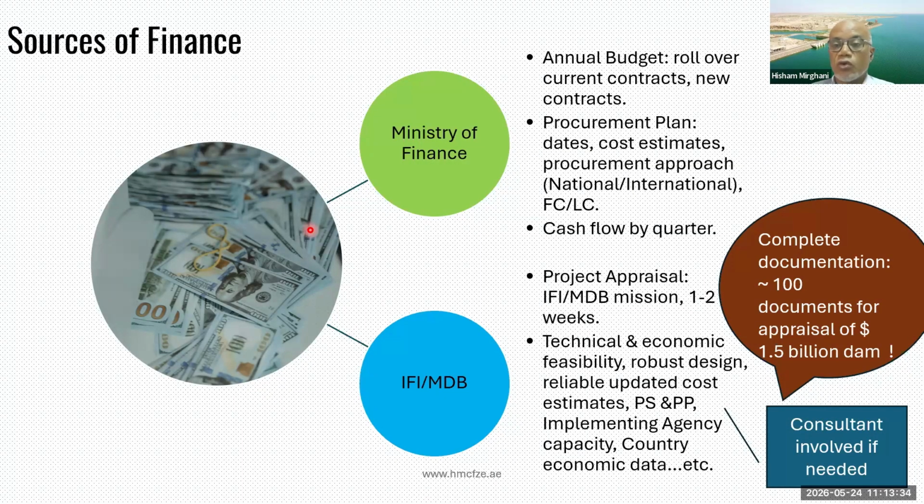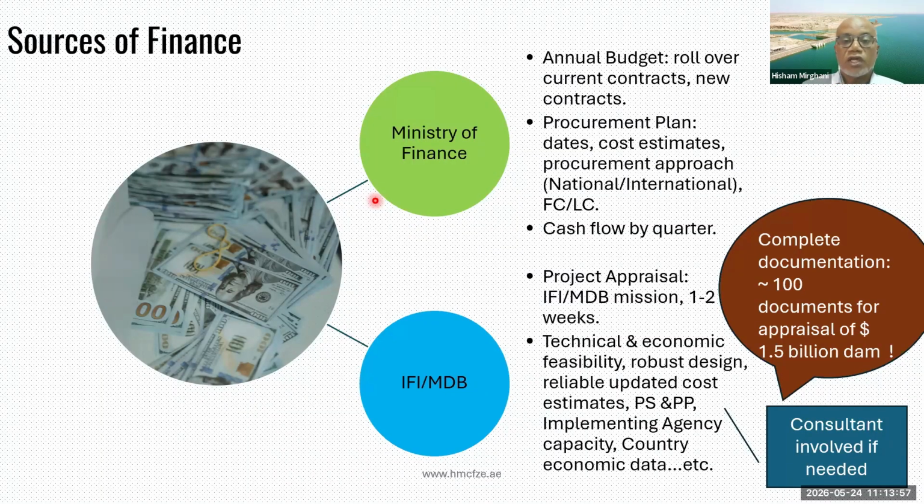Basically, for all ongoing contracts, we would roll over all remaining amounts and then add the new contracts that were planned for the new year, which meant that we needed to prepare a procurement plan with dates, cost estimates, procurement approach, whether national or international bidding, because that would give us the foreign currency, local currency distribution, and then the cash flow by quarter.